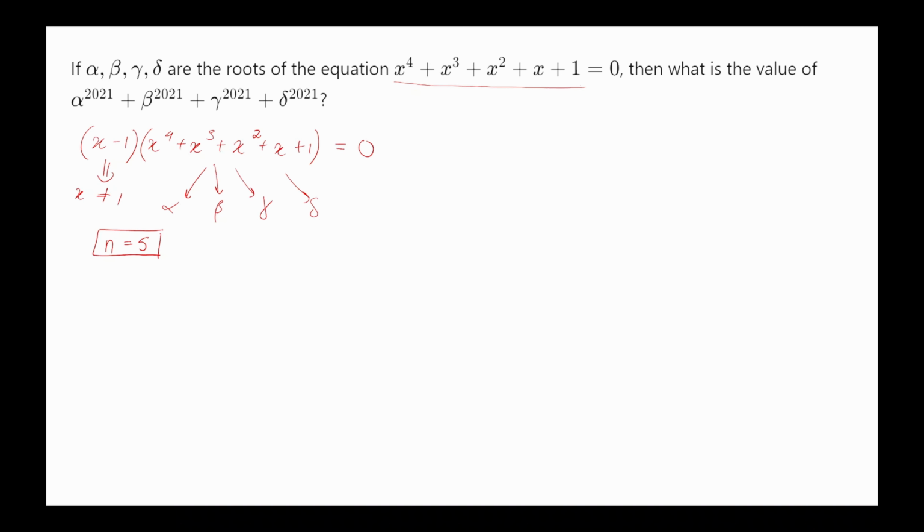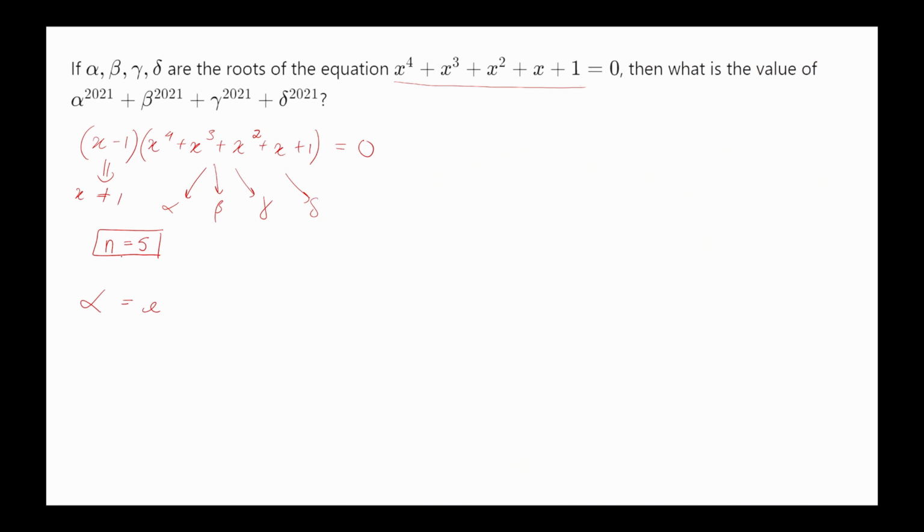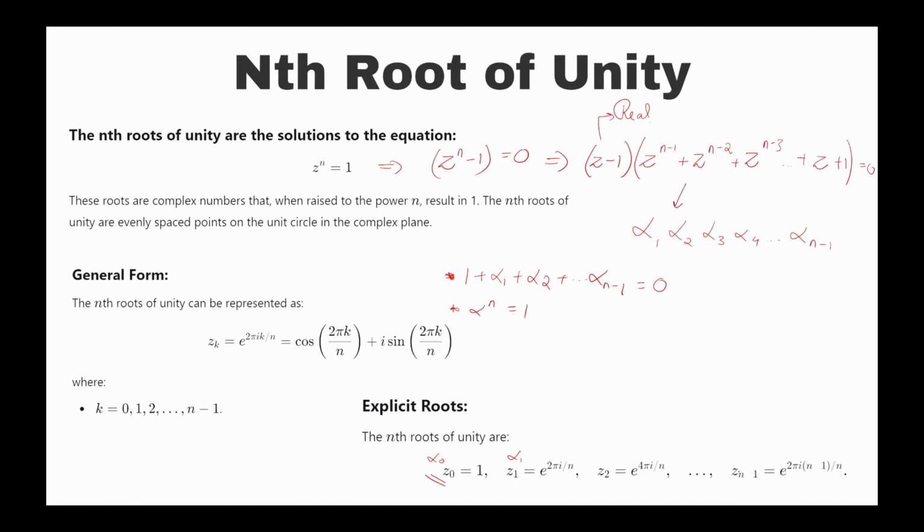Now simply what I'll do is I'll write down my alpha as e to the power... What was the value of alpha 1 that we studied right here? My alpha 1 used to be equal to 2 pi i by n. So this would also become e to the power 2 pi i by n. My beta would become e to the power 4 pi i by n. Right, from here you can compare it. So it is basically 2 pi i into (n minus 1) by n.